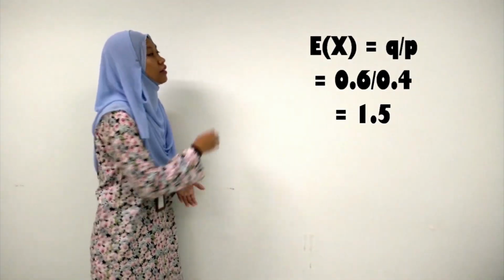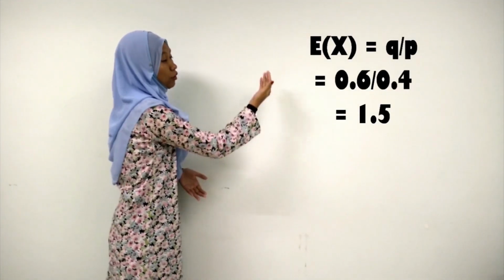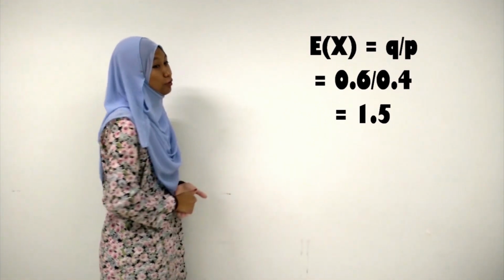The second question is, what is the expected number of days before the light is green when she reaches the intersection? Here, we need to calculate the expected number where Q over P equals 0.6 over 0.4 equals 1.5. So, that's our answer, 1.5.